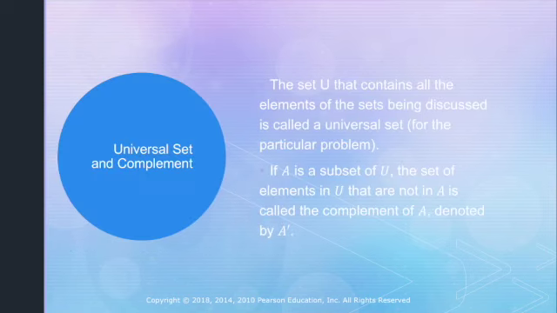The set U, as I mentioned, the universal set, is the set that contains all the elements in the set being discussed. Okay? If A is a subset of U, the set of elements in U that are not in A is called the complement of A, and we denote that by A prime. That's how we say this. This is said A prime.